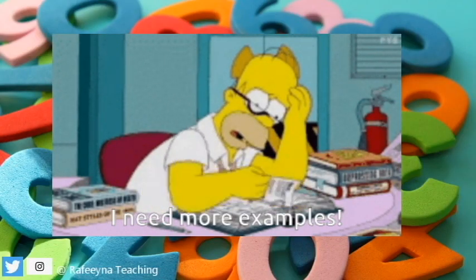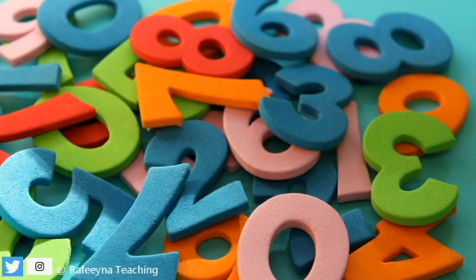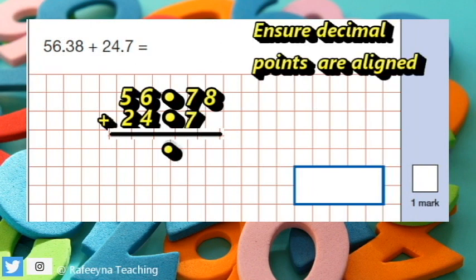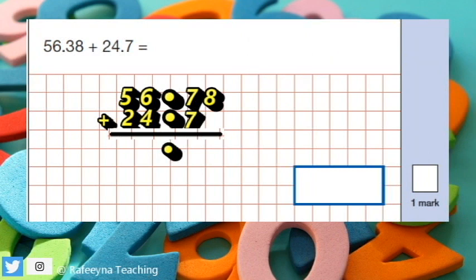Let's work through a selection of examples. 56.38 plus 24.7. I'm going to show you a formal written method using column addition. The first thing you need to make sure is that the decimal points are aligned. Next, write your numbers around the decimal points and add a placeholder where there are no digits.